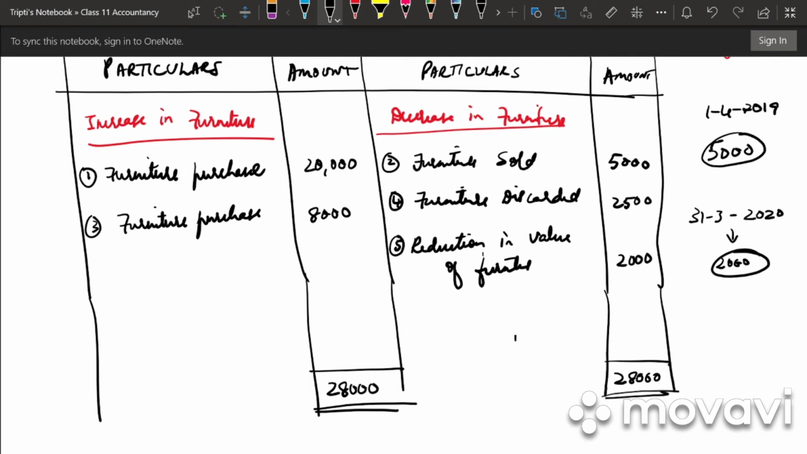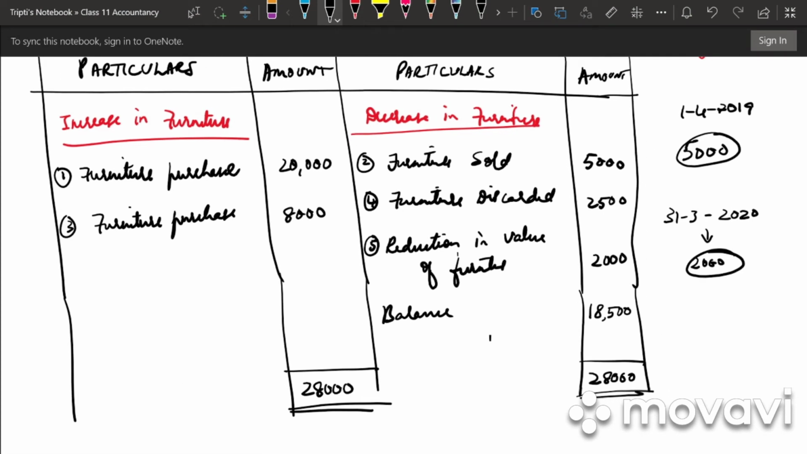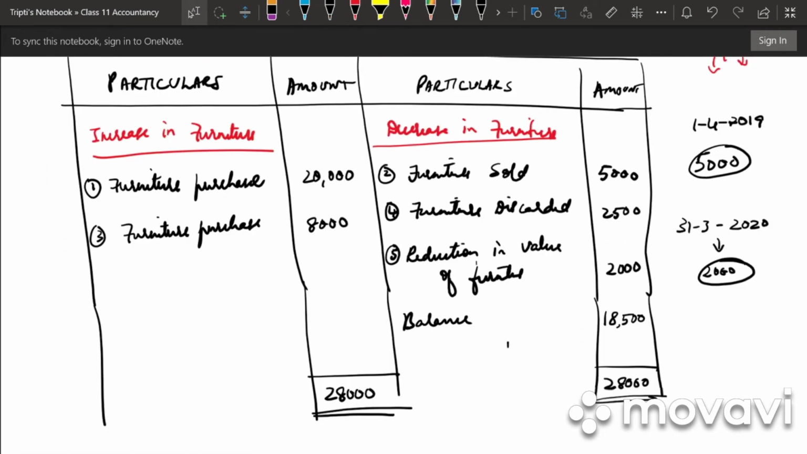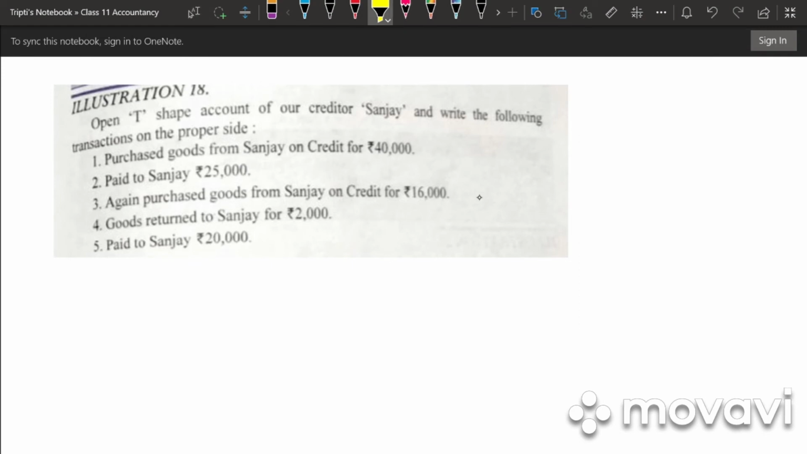And whatever the balance is remaining, we would be just writing balance. How much is it? 28,000 minus 5,000 minus 2,500 and minus 2,000. It is 18,500. Clear? If our credit side total would be more than the debit side, so balance we would be writing on the debit side. So clear? Let's go on to another problem.